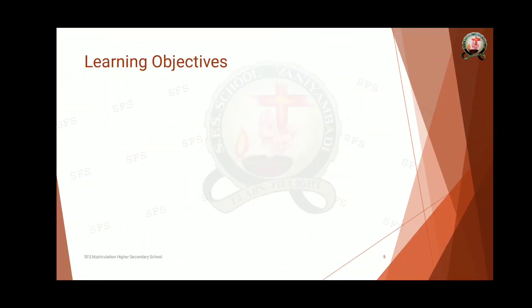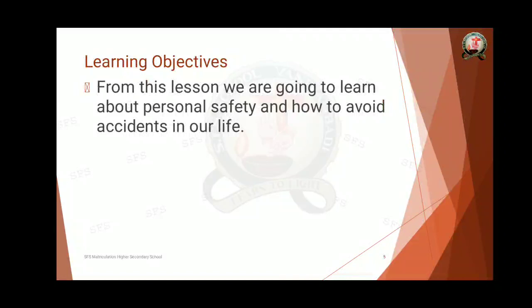Learning objectives. Before every class we have to know what we are going to learn from this lesson, and now we are going to see. From this lesson, we are going to learn about personal safety and how to avoid accidents in our life. Day by day, the number of accidents is increasing because of carelessness and irresponsible activities.